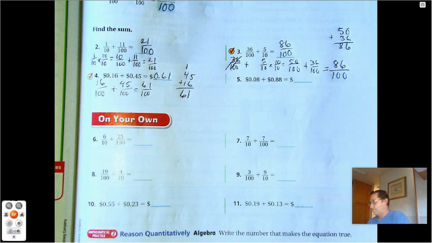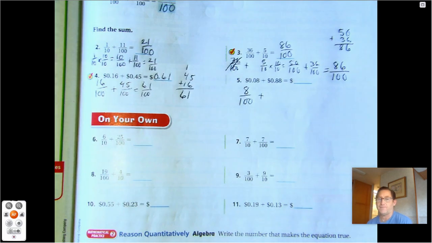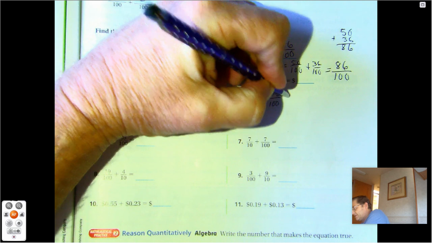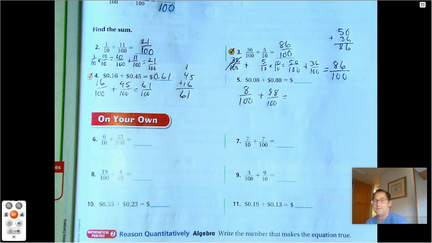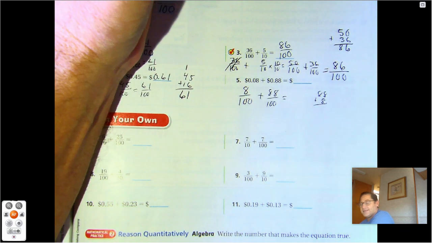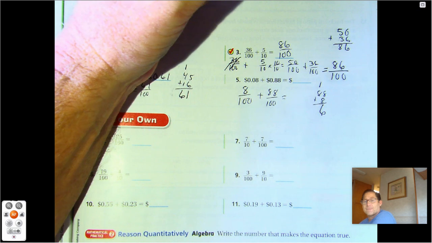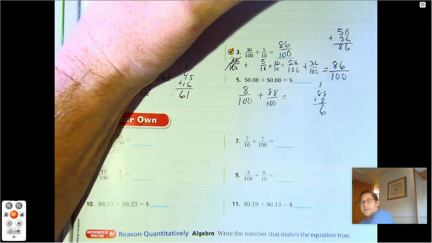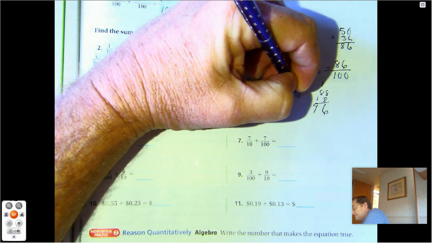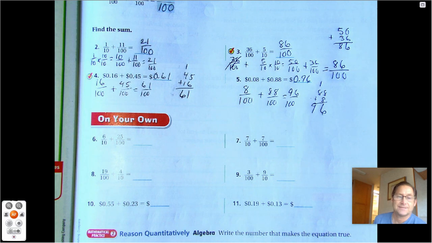All right, number 5, we have 8 hundredths of a dollar, 8 cents, plus 88 hundredths. Okay, so the size of the parts are the same. 88 plus 8. 8 plus 8 is 16. Regroup to 1 ten. And we have 8 tens plus 1 ten, we have 96. So 96 hundredths is 96 cents.